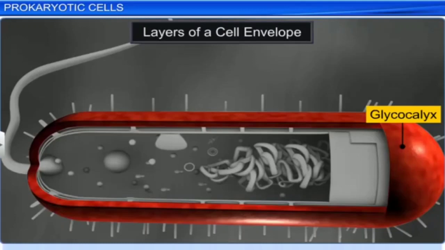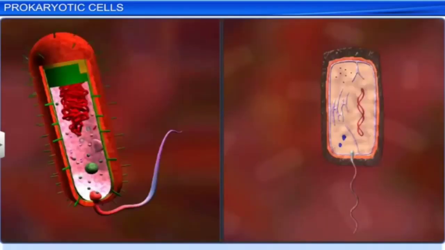Did you know that the glycocalyx differs in thickness and composition among different prokaryotes? In some, it occurs as a thick and tough sheath called a capsule, while in others it may be a loose sheath called a slime layer.